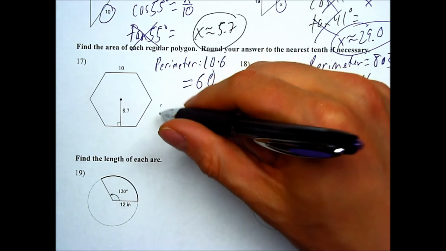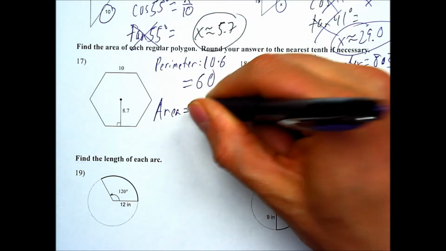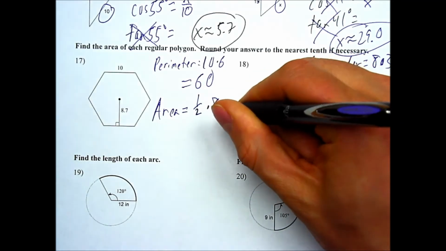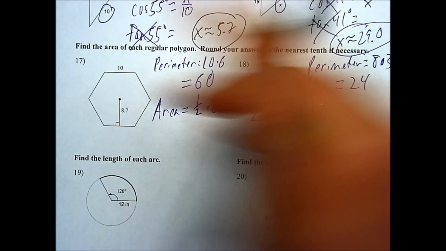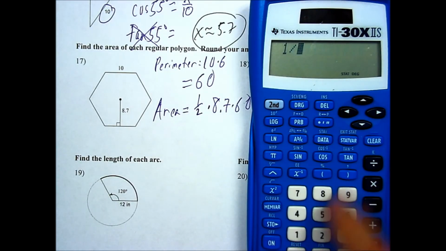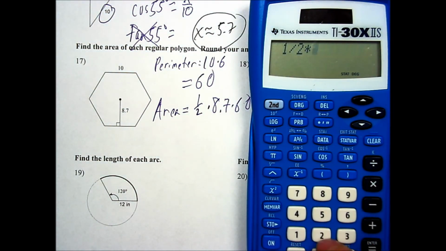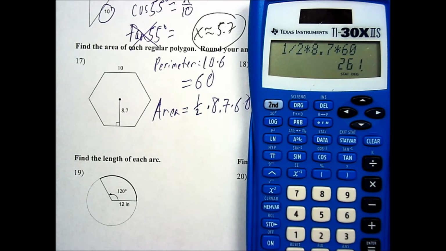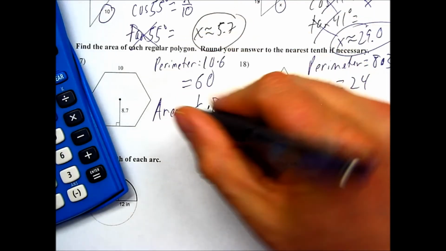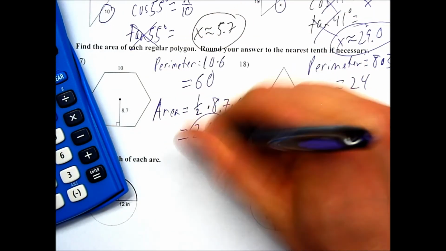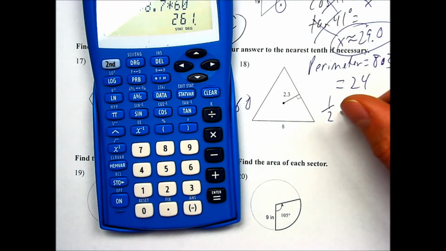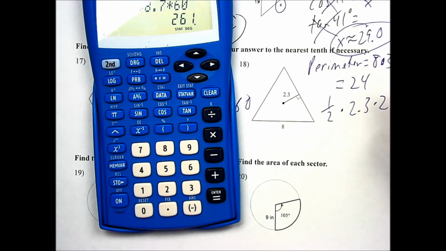And then to get the area, you do half the apothem times the perimeter. Half of 8.7 times 60. So 1/2 times 8.7 times by 60. It's approximately 261. That's exactly 261. And then this one here, number 18, half of the apothem, 2.3 times 24.